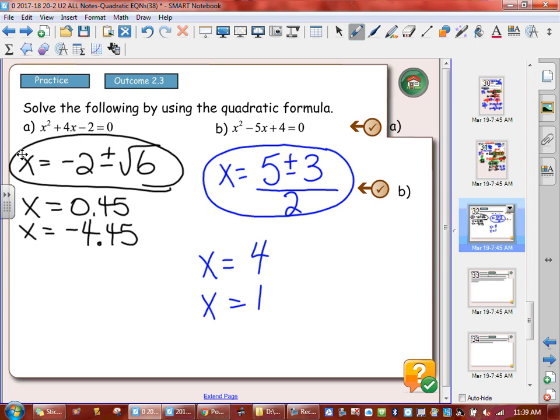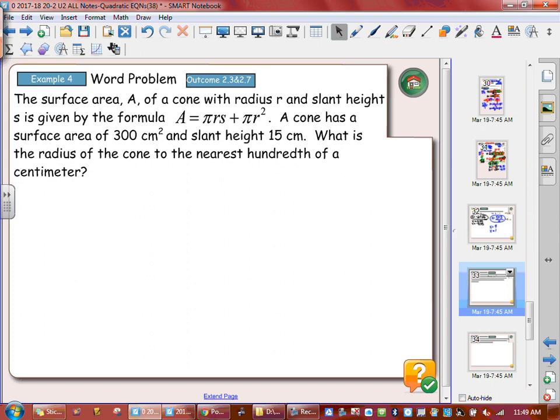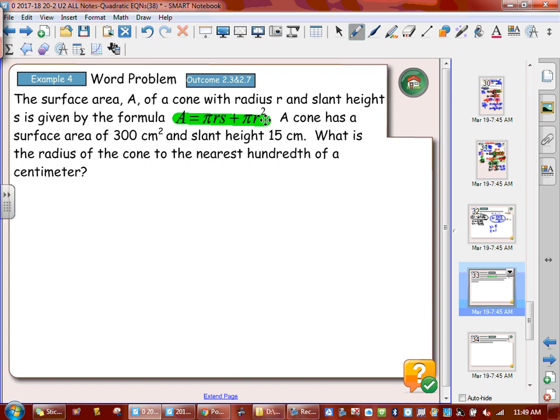Okay, last couple questions. They're going to give us different equations, but all they are is quadratics. This one looks kind of strange, but again, the r is like an x. It's just using a different variable. They're using variables that represent the word problem, so r standing for radius instead of just an x. But I like to put it back to x. It says you have a surface area of 300, and that's your equation. The s, the slant height, is 15.